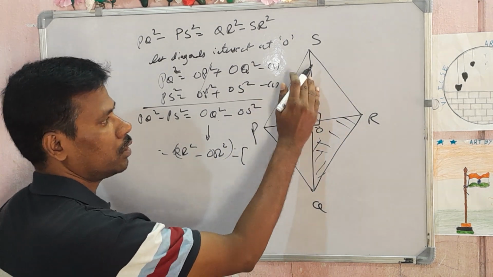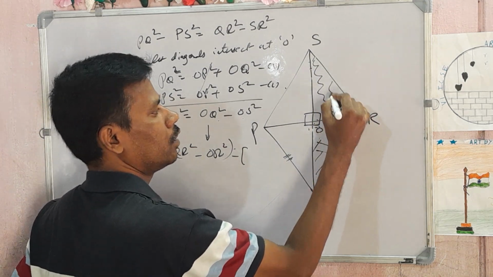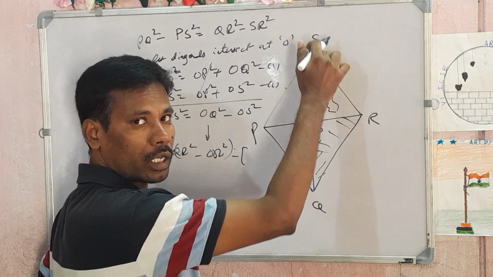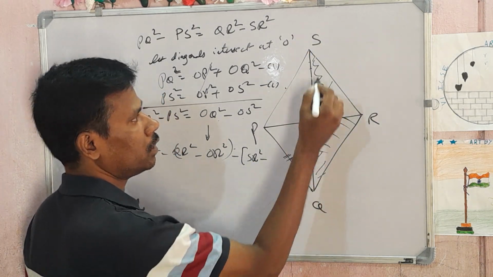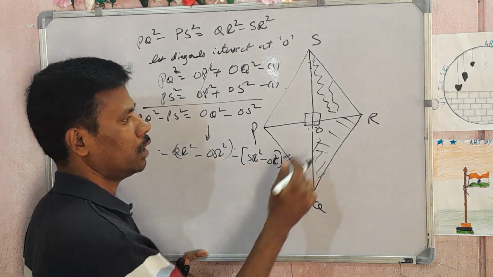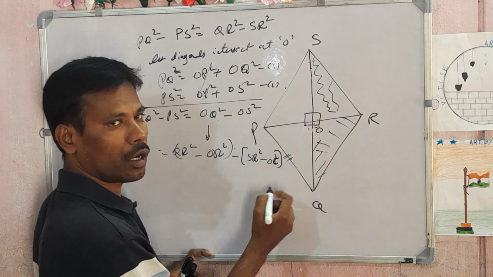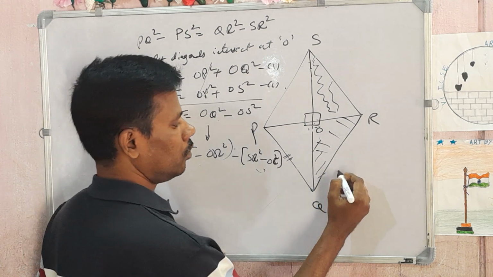OS square, how will you get this OS square? For this triangle, how will you get this OS square? By subtracting from the square on the hypotenuse, SR square minus OR square. Right? SR square minus OR square. This square minus this square. Or else, if you are still not understanding what I am speaking, we will go for this.